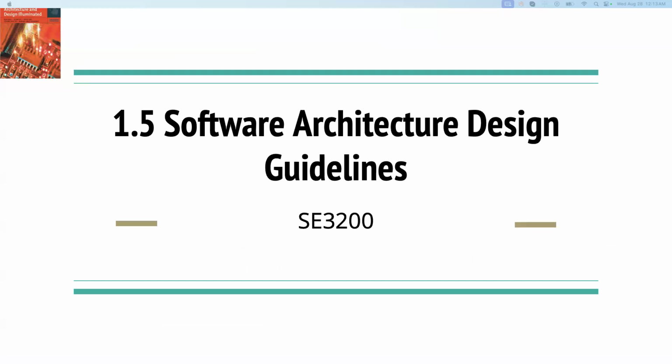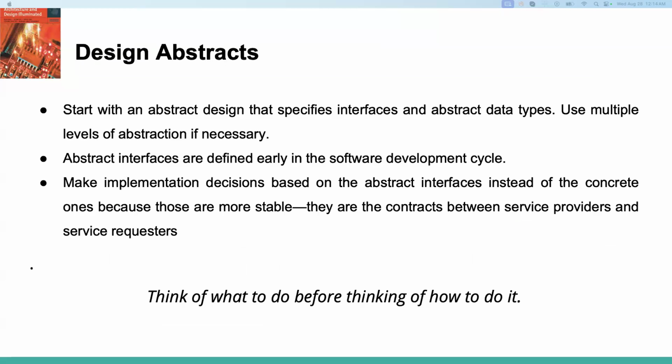Now, let's look at software architect design guidelines. Design abstracts. Let's talk about the power of the abstraction in software design. Starting with an abstract design means specifying interfaces and abstract data types right from the get go. This sets a solid foundation, like sketching out a building's blueprint before diving into the details.